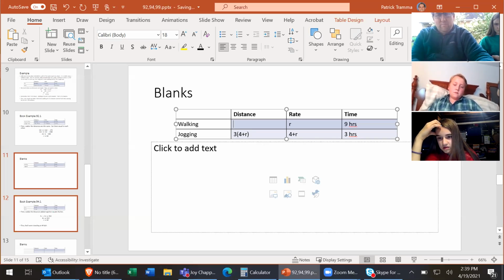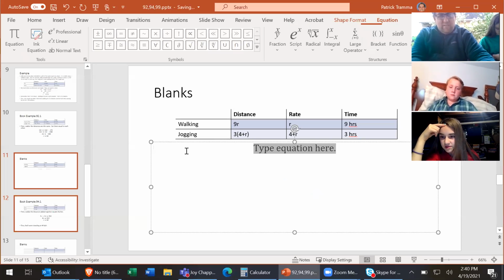What's the top one then? So 9 times the quantity R. Yep. And so what is that simplified to? Just 9R, right? You got it. You follow there, Rosie? Okay, these are a little complicated. Make sure to ask questions if you have any.